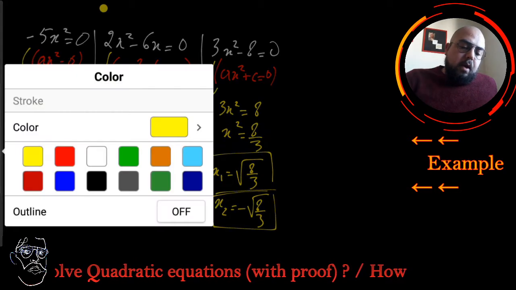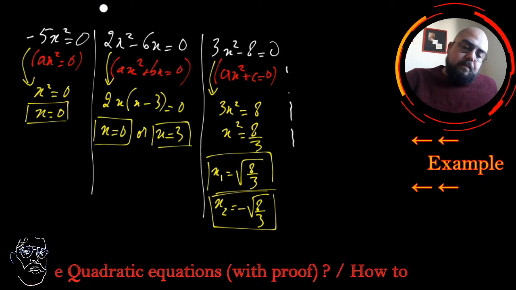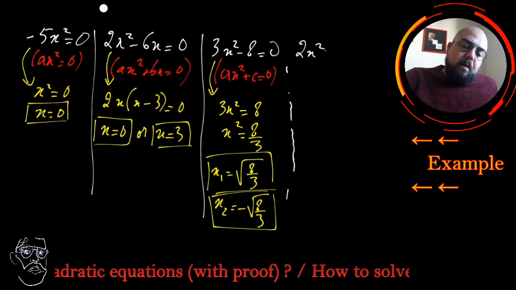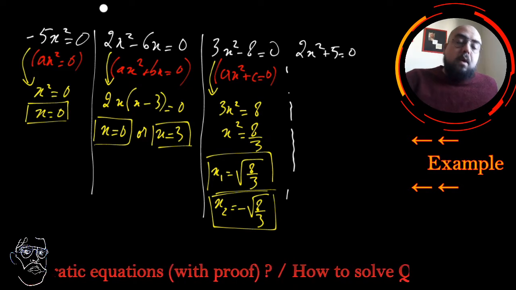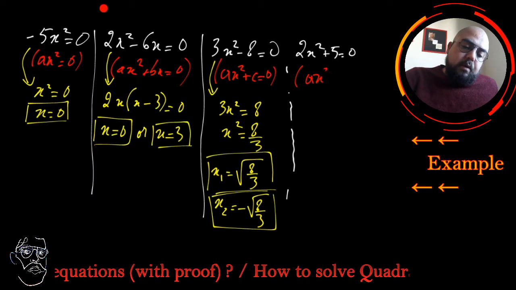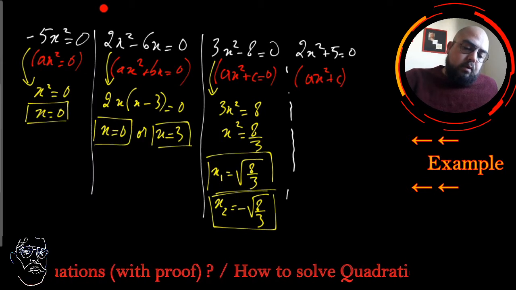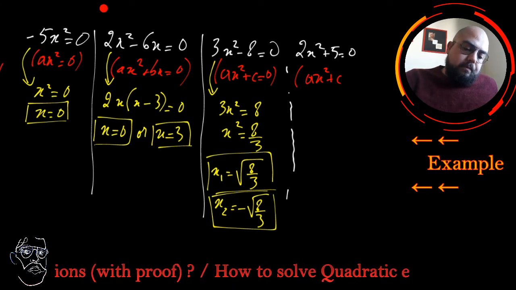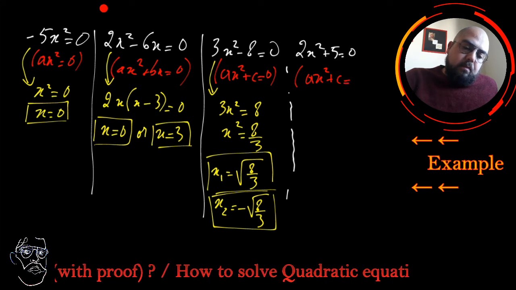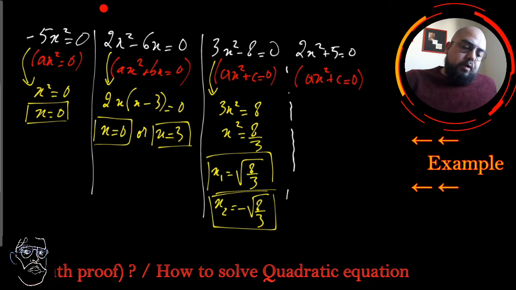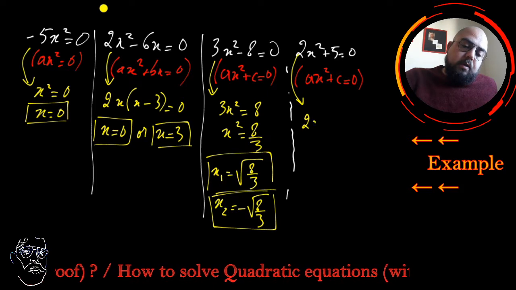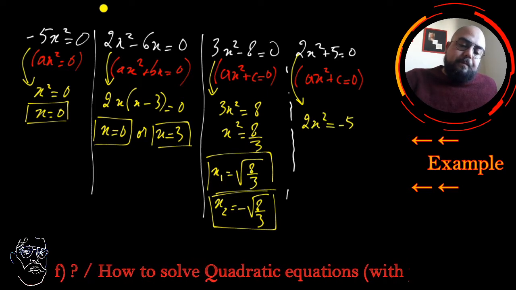Now, similarly, when we have 2x squared plus 5, which is equal to 0, again, it's the form of ax squared plus c, which is equal to 0. In order to solve, I will take the same steps. So I will say 2x squared is equal to minus 5.